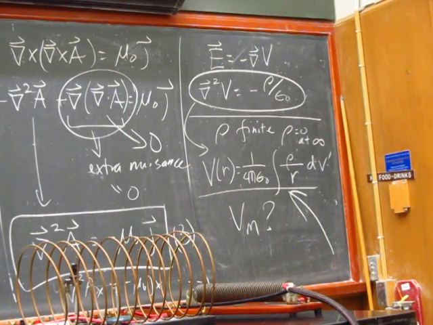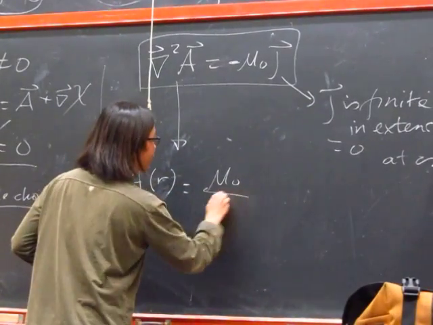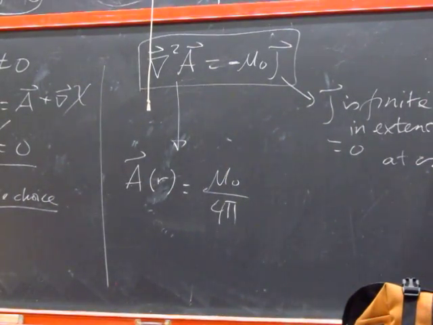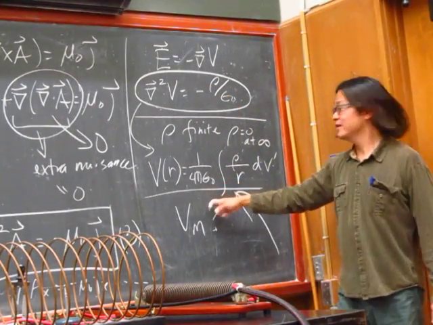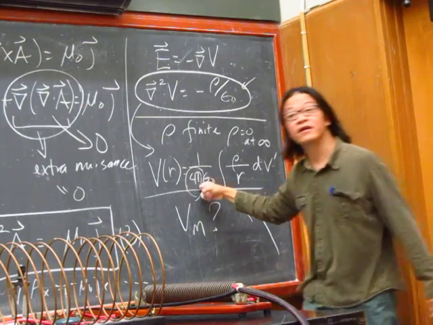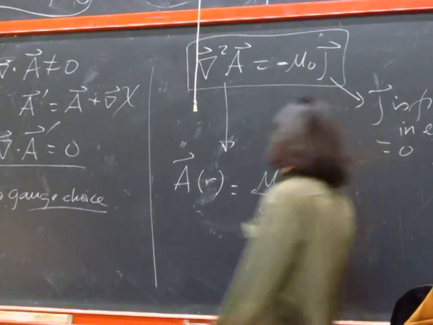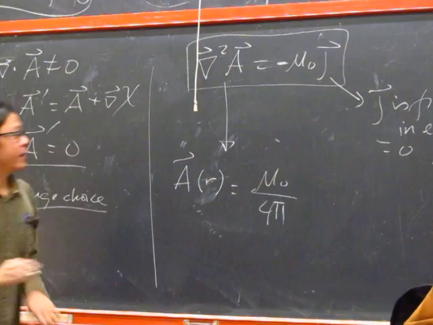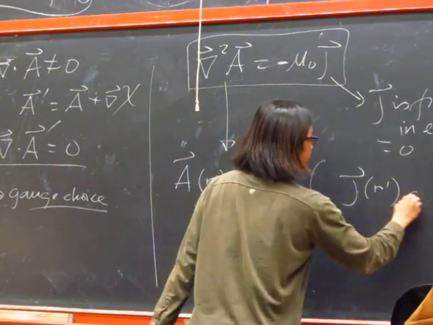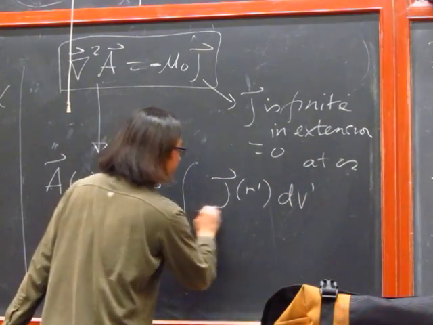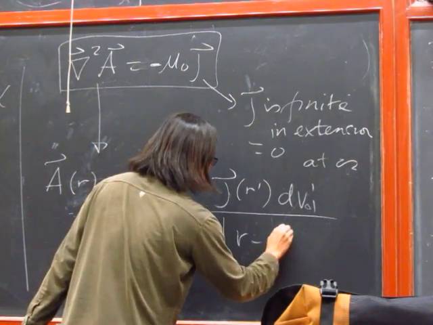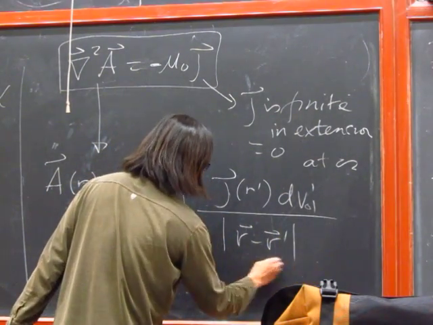Then the vector potential A becomes mu naught over 4 pi. I pull the 4 pi out from the analog of the electrostatic equation, because suddenly there is no 4 pi here, but a 4 pi appears over there. So it's mu naught over 4 pi, the integral of J at r prime, d v prime, where v is volume, divided by the distance r minus r prime.